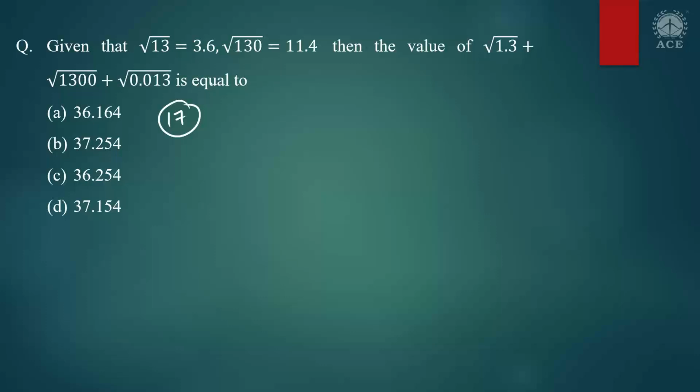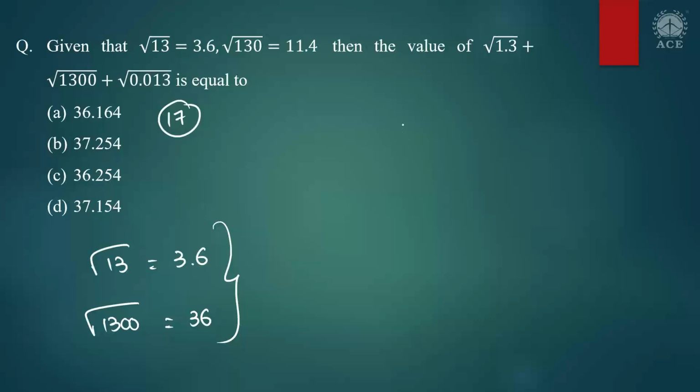Here, root 13. This is where you can learn some new inputs for sure. Root 1.3. So 13 is there, 130 is there. What do I have to do? Okay, root 1300 is 36. Root 13 is 3.6, which means root 1300 will be 36. That's not an issue. Okay.